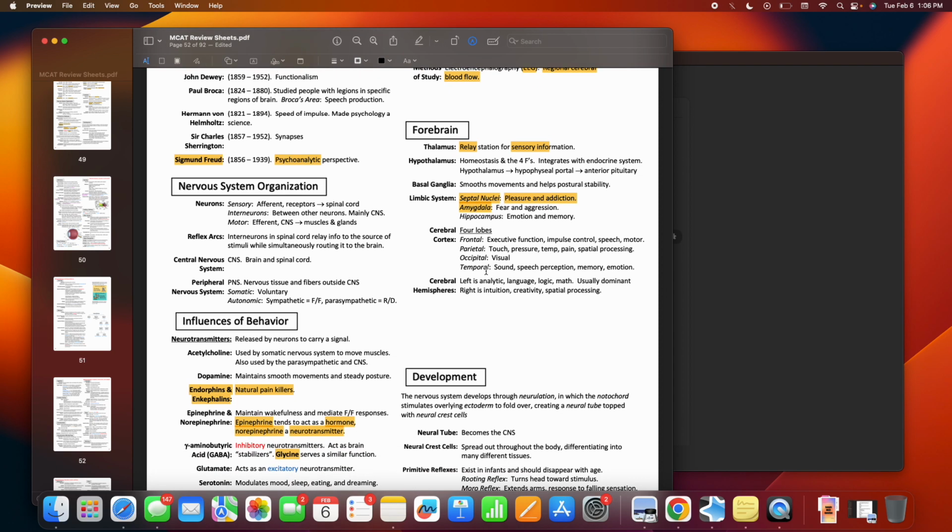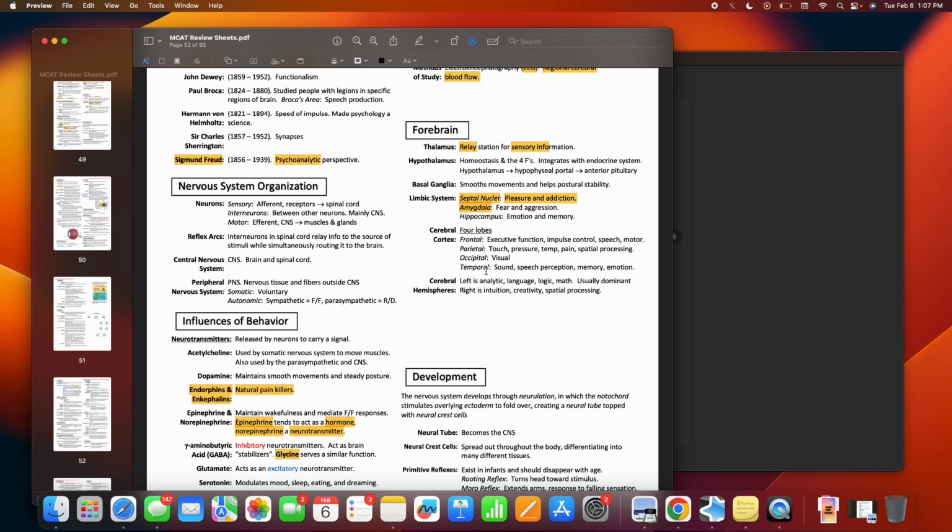The four lobes of the cerebral cortex: the frontal, which is for executive function, impulse control, speech, and motor. These are advanced, and the frontal cortex is the most advanced part of our brain. Then we have the parietal, which is for touch, pressure, temperature, pain, and spatial processing. And occipital is for visual, back of our brain. And temporal is for sound, speech, perception, memory, and emotion.